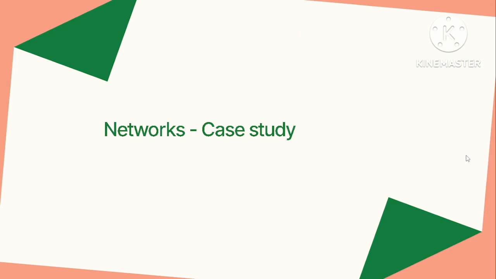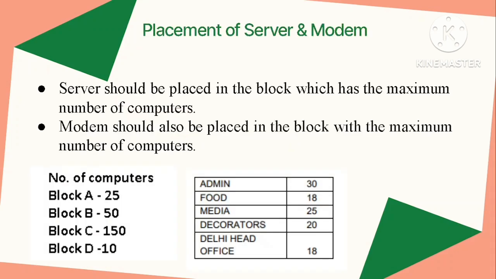We will discuss the case-based questions that are asked in computer networks. This comes for 5 marks in the board exam. So we will discuss all kinds of possible questions. The first, very commonly asked question is the placement of server. Where should the server be placed? Justify, give reason, they will ask.